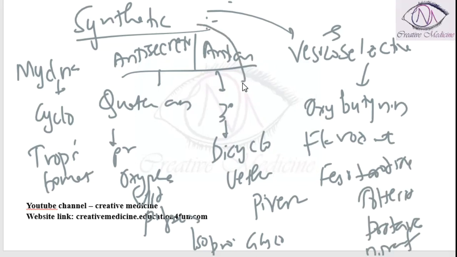And one more synthetic type is the anti-Parkinson's agents, like benzhexol, biperiden and benztropine.